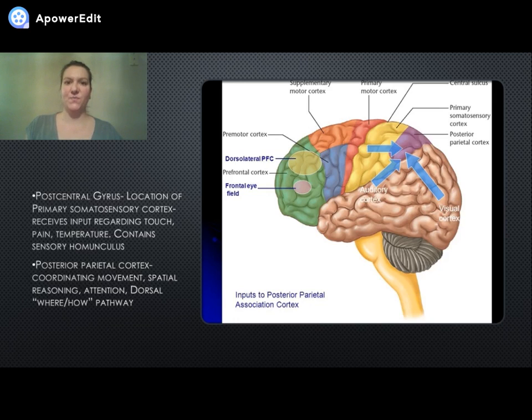And then you've got the posterior parietal cortex right here, which is responsible for coordinating movements, spatial reasoning, attention, and is also part of the dorsal where-how pathway, which is our body being able to locate an object and then be able to come up with the formulation of how we're going to act on that object.